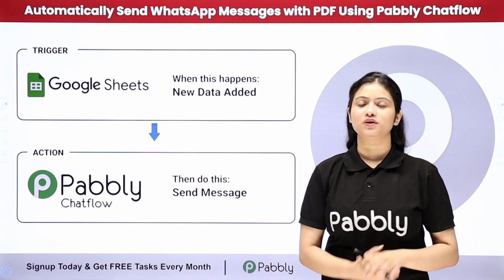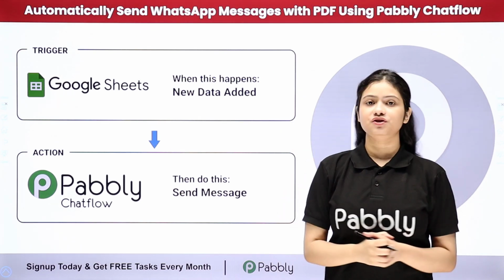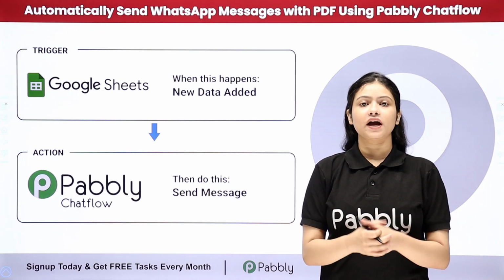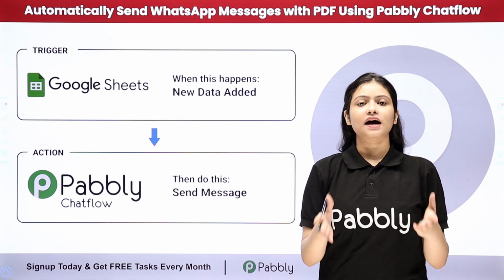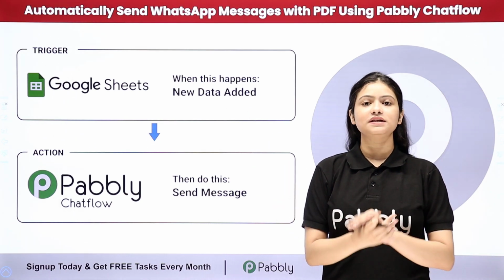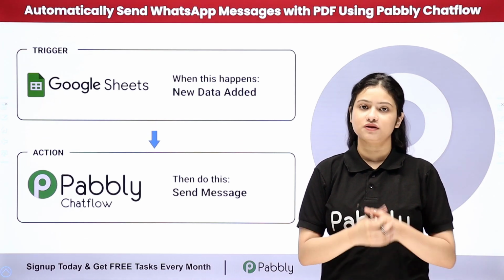In this video, we are going to learn how to automatically send WhatsApp messages with PDF using Pabbly Chatflow. So I own a taxation consultancy firm and I'm receiving new clients on a regular basis. I want that as soon as the details of a new client are added in my Google Sheets, automatically a WhatsApp message should be sent to that same client along with a PDF brochure of our services.